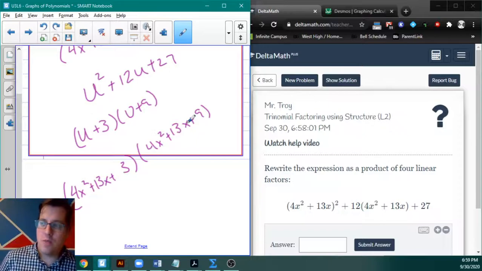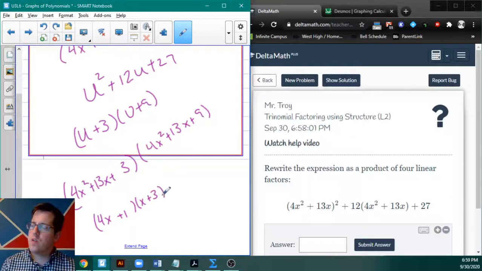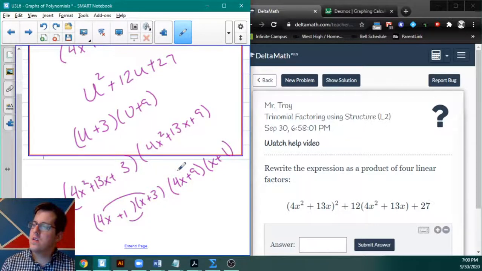Oh, this is like my favorite problem so far. You got me, trinomial factoring using structure L2. Okay, so this is going to factor to 4x. And then if I do the plus 3 over here and the plus 1 over there, that's going to get me my 12 and my 1. And this one, I'm going to do 4x plus 9 times x plus 1 to make 4 and 9 to make 13.